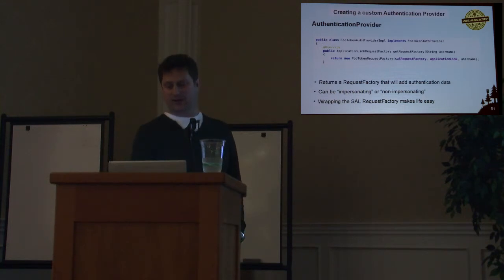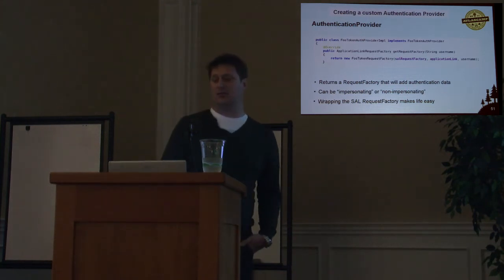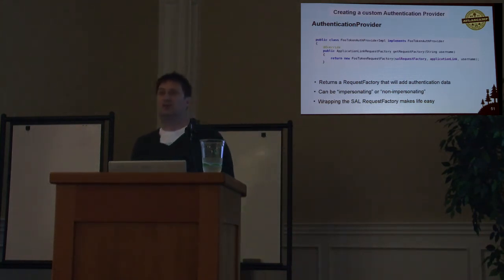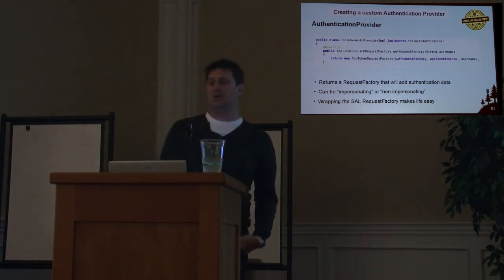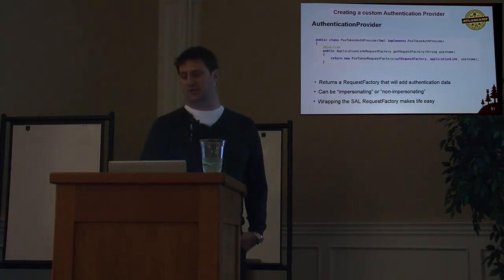One other thing to note here, you can see the username method that's being taken in the get request factory. That's because I've declared further up that this is an impersonating authentication provider. If you wanted to implement a non-impersonating one, you wouldn't have the username in the method because you wouldn't need it.